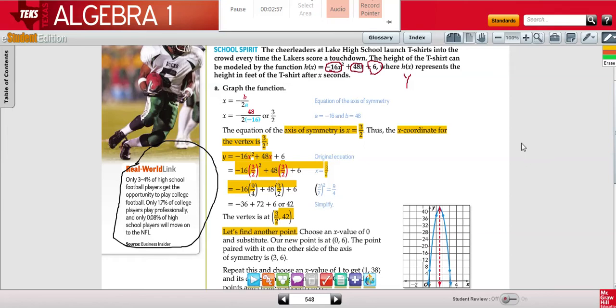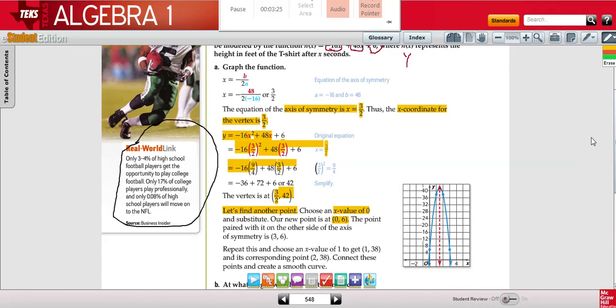Now, we're going to find another point because remember, we need 3 points to actually make our graph. To find another point, we're going to choose an x value of 0 and substitute it in. The reason we use the x value of 0 is because that's going to tell us the y-intercept. Remember, the y-intercept is when x is 0. If you plug 0 into our equation, everything would cancel out except the 6. So our new point is 0, comma 6.